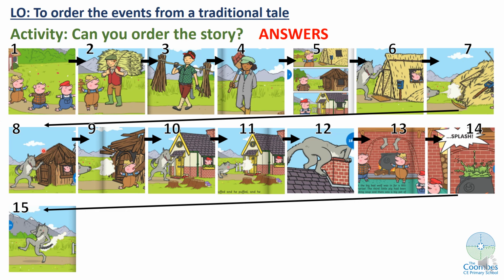Picture 8, he goes to the stick house and knocks on the door. Number 9, he huffs and he puffs and he blows the house down. Picture number 10, he goes to the house made of bricks. Picture 11, he huffs and he puffs, but he cannot blow the house down. So number 12, he goes to the chimney. 13, he's climbing down the chimney.